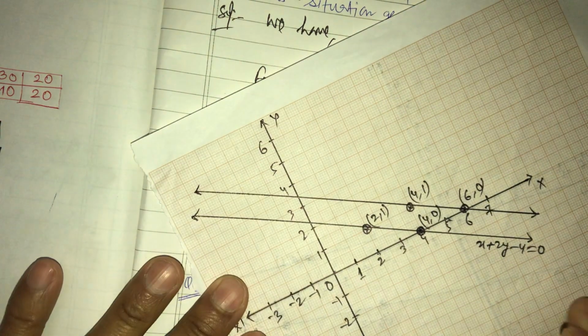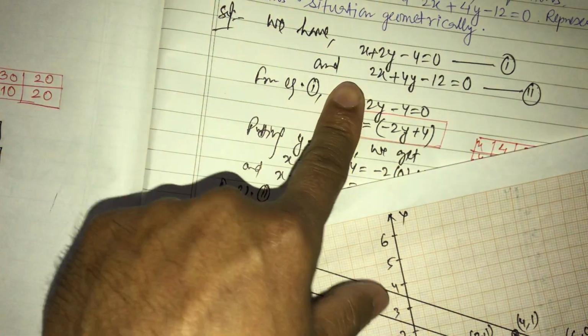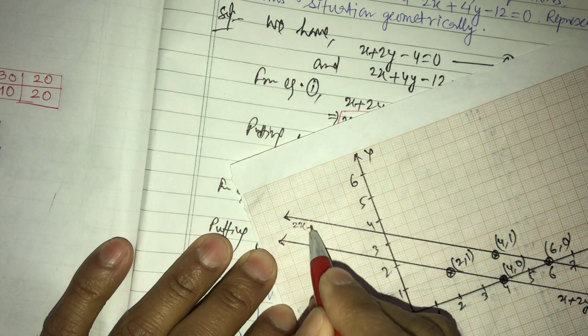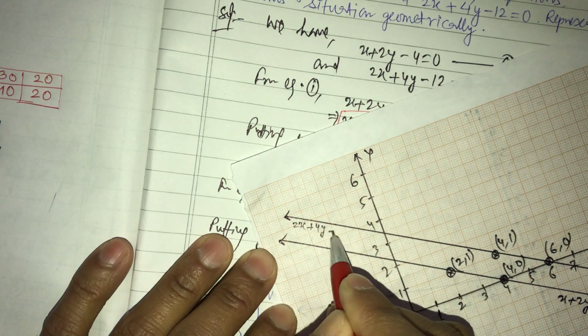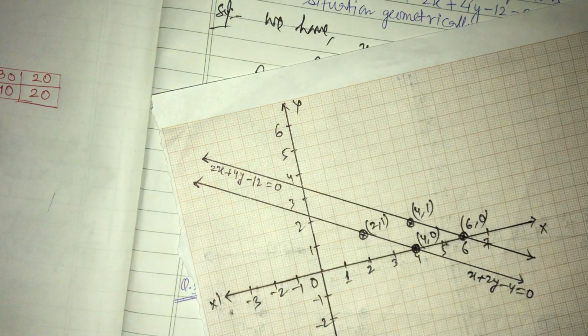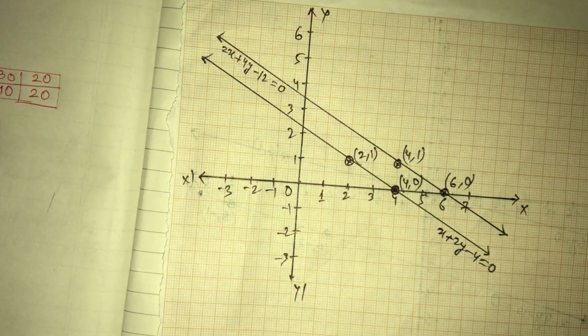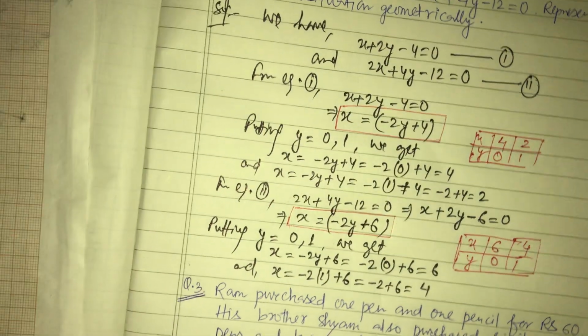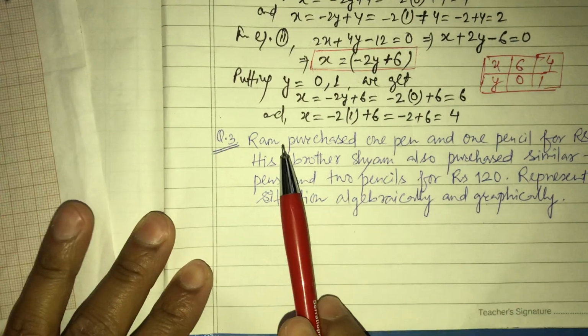Second equation, it is 2x plus 4y minus 12 equal to 0. So we got both the graphs. See, easily within no time, if we know the rules, we can plot the graph easily, right? Now let's go for the third question. Third question it is here.